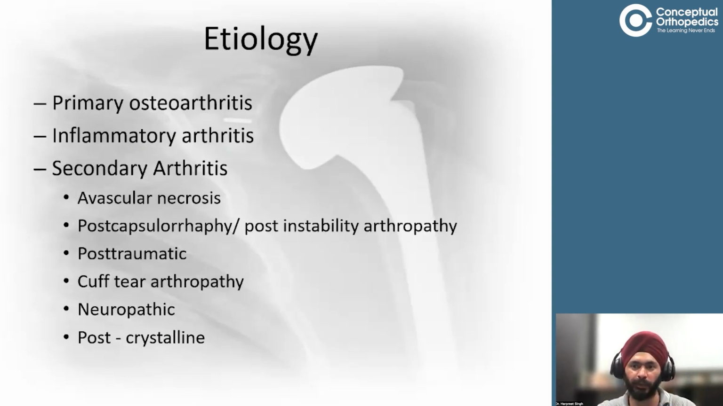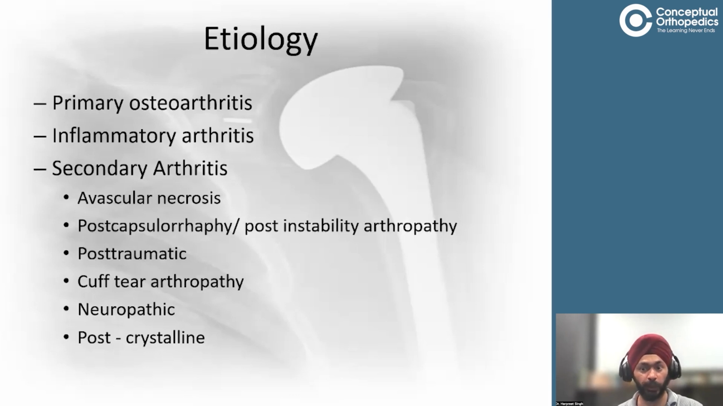As with any form of arthritis, primary osteoarthritis is one. Not so common in India, Indian subcontinent, in Asian origin people. Much more common is your knee arthritis. But yes, we do see people with primary osteoarthritis of shoulder coming to us.